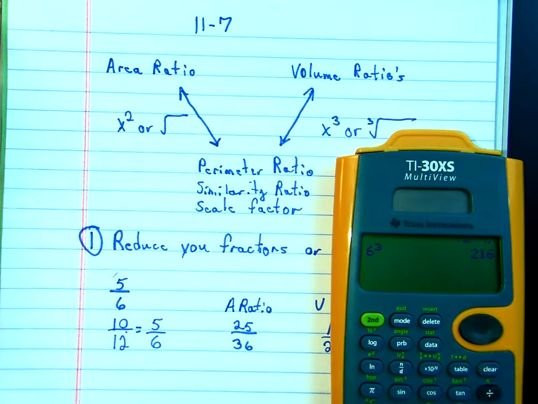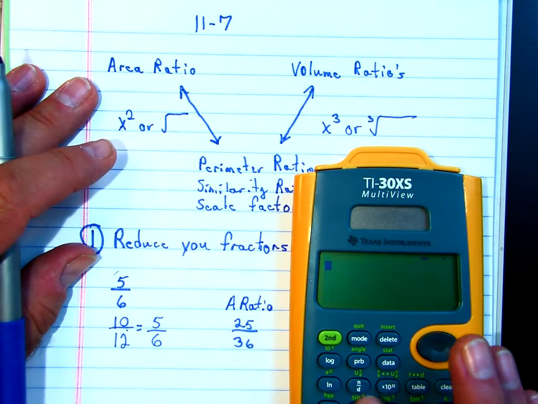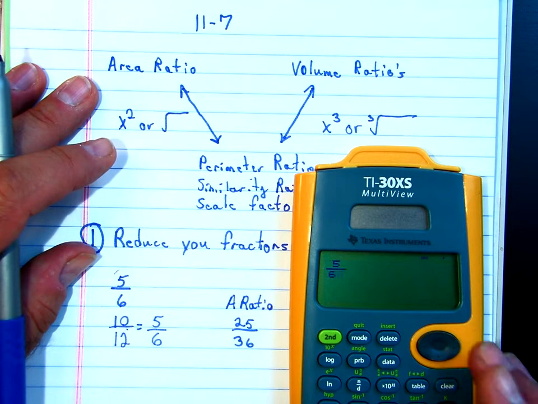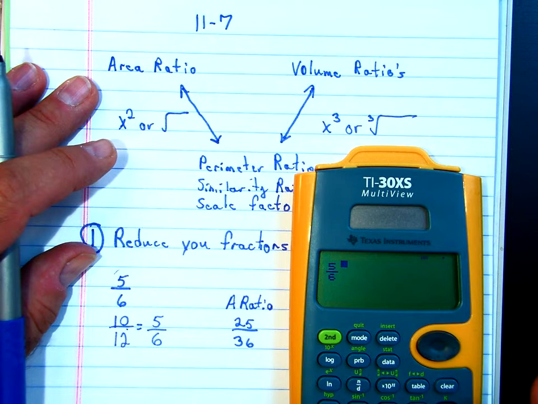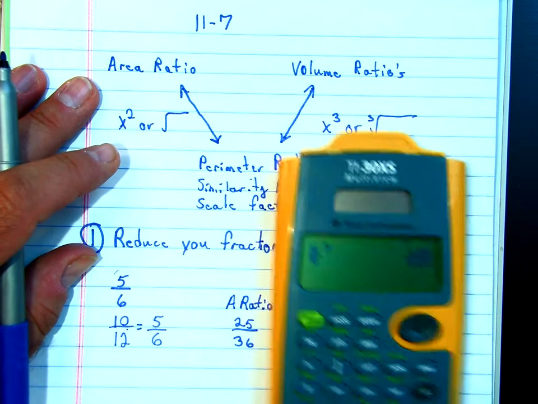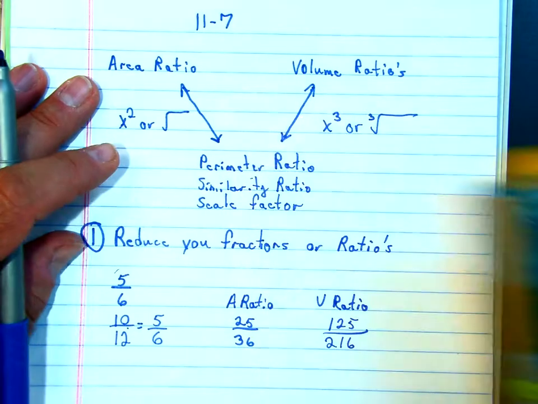So notice you reduce the fraction first, and if you wanted to, you could actually put in the ratio as a fraction, right? So you could go 5 over 6, and then you could raise the whole thing to the cube, and it would do it for you, right? And it gives you the answer. So it's really important to learn how to use your calculator.